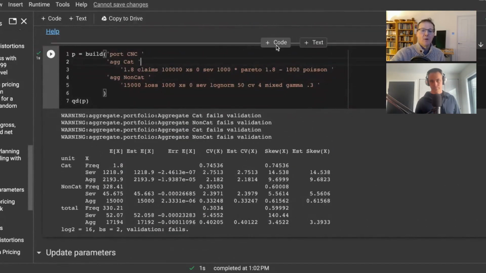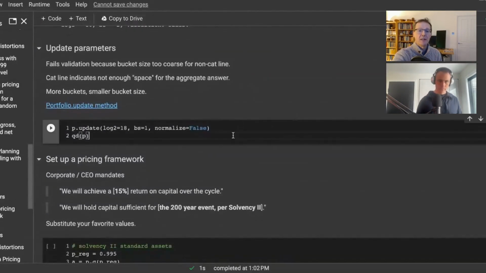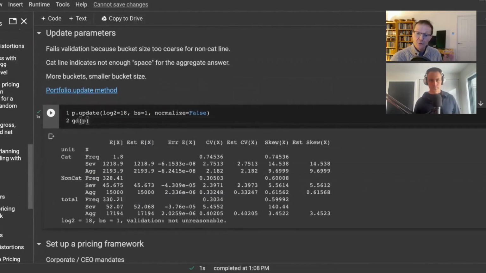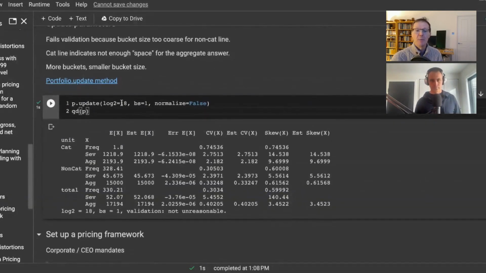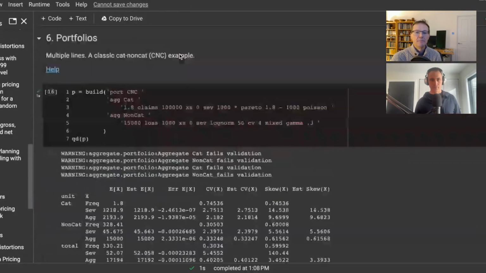So if you go down, at the moment we're using log 2 is 16 and bucket size is 2. So let's update it with log 2 is 18. That's 4 times as many buckets, because 2 to the 16 is 64,000 and 2 to the 18 is 256,000, and a bucket size of 1. So we've got 4 times the number of buckets, half the bucket size, so twice as much space as before. And bingo, now everything is not unreasonable, and we lose the warnings. Wonderful.